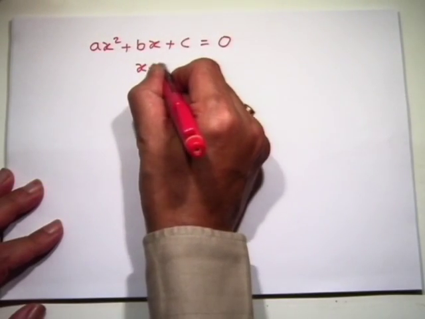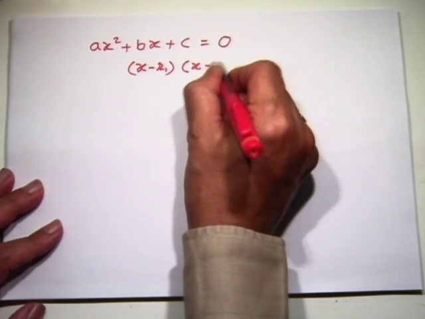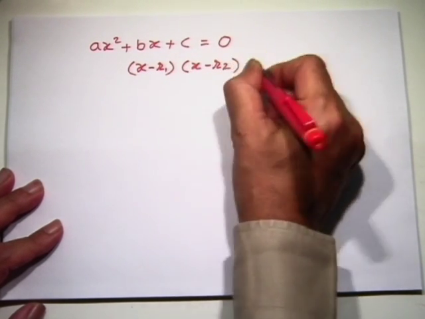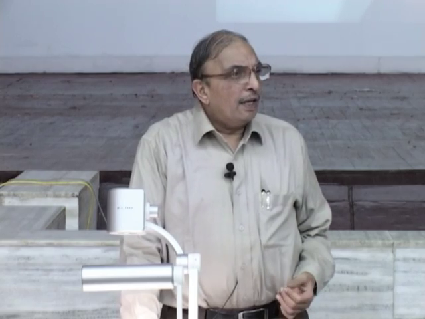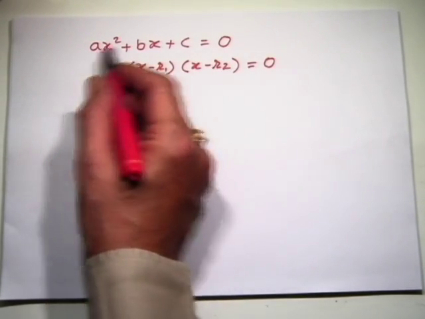Ultimately, this should be of the form x minus r1 multiplied by x minus r2 equal to 0. You agree? If I have two roots, r1 and r2, this is how I will write the equation. And essentially, I want to find out the values of r1 and r2 given the values of a, b, and c. So what is the formula to calculate these roots?